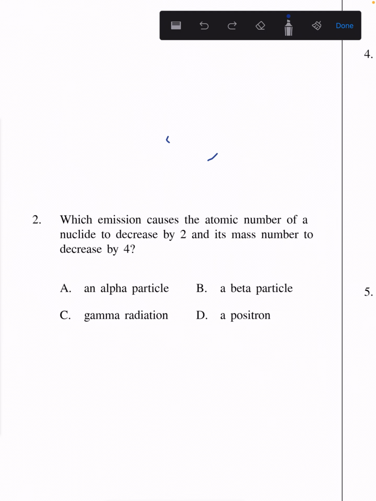Question number 2. Which emission causes the atomic number of a nuclide to decrease by 2 and its mass number to decrease by 4? Now, to do that, you need to go to Table O. In Table O, you have a list of the emissions. Alpha emission, which is 2 and 4. Beta emission, -1 and 0. Gamma emission, which is 0.